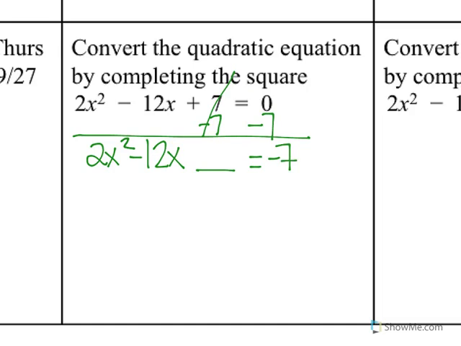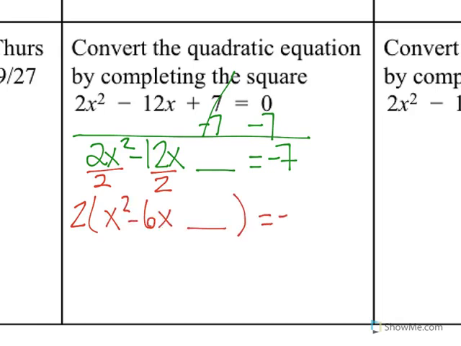The second thing we want to do is pull our GCF out of those first two terms. So remember, that's what your GCF is, the biggest number you can divide both terms by. So we're going to divide both these by 2. Pull it out front, and we're left with x squared minus 6x, and our blank, that's equal to negative 7.